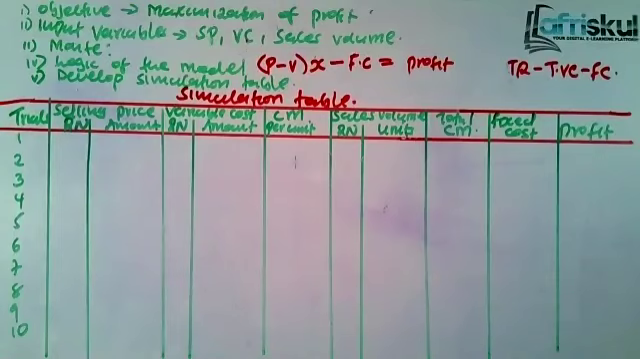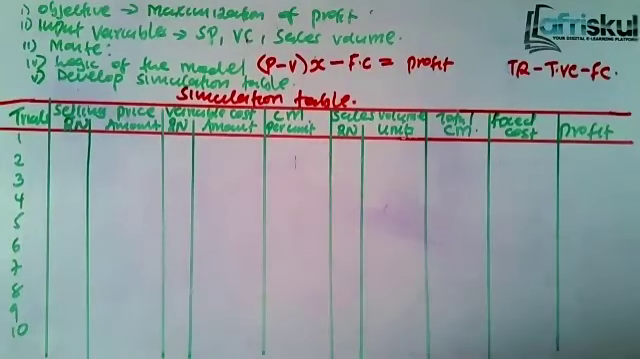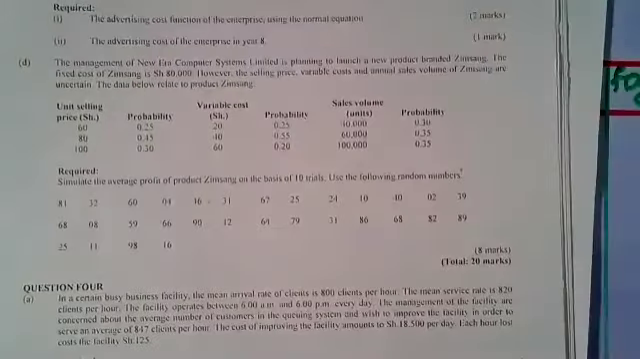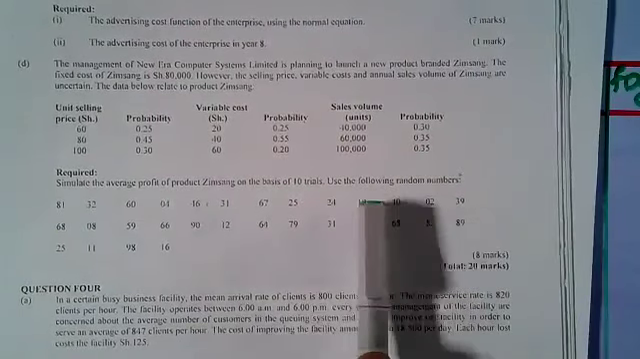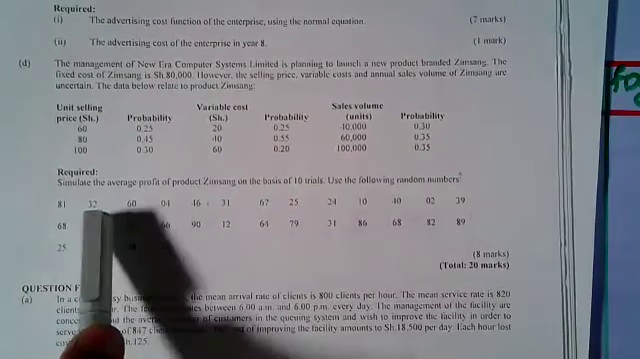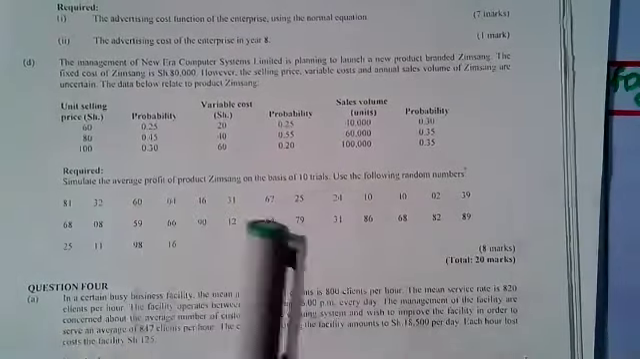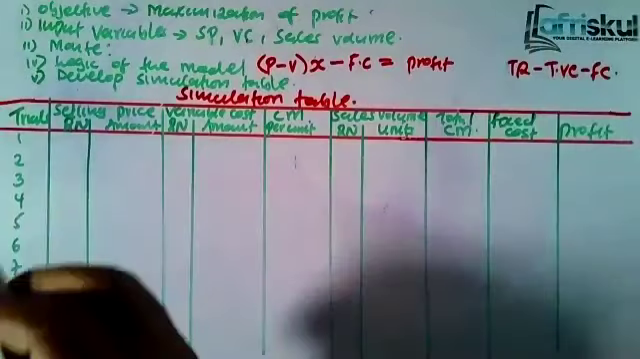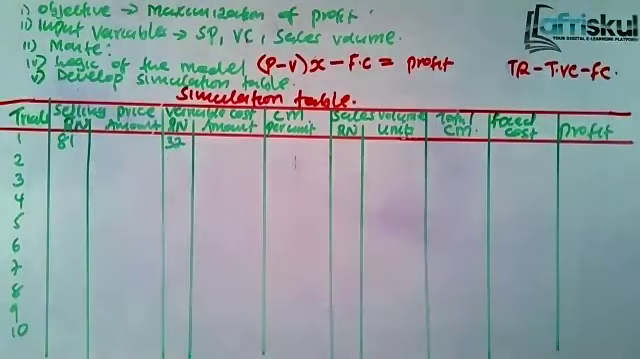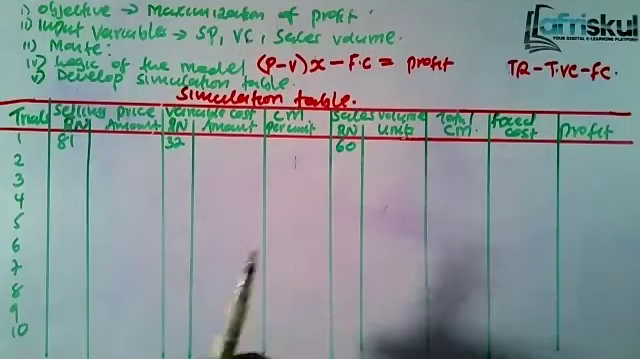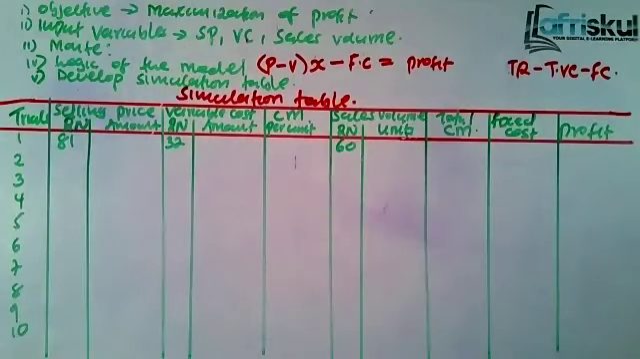Then you insert, tuanze na random numbers. So ulikuwa umeambiwa simulate the average profit of the product of Zimsang on the basis of 10 trials. Use the following random numbers. So you have 81, 32, 60 umepewa hivyo. So this is how you insert them. 81, 32, 60 hizo ni za kwanza. So utakuja hapa 81, 32, 60. Mahali kuna random number, random number, random number, random number. Then unaenda to the other trial. Unaendelea mahali ulikuwa umefika. Tulikuwa tumefika 60.